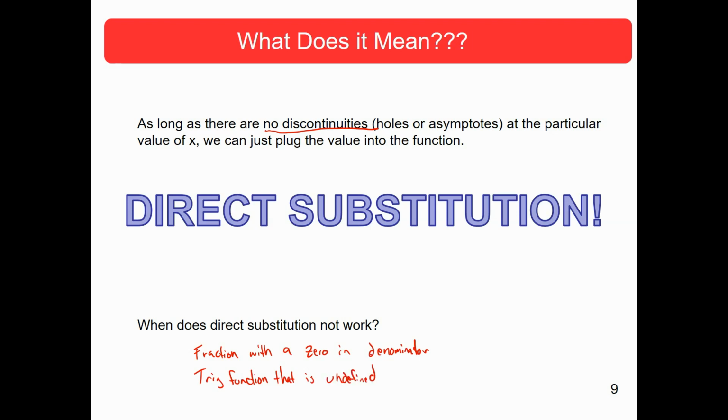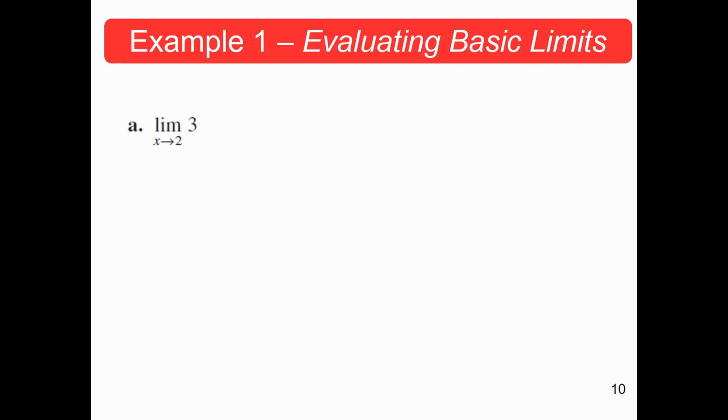Okay? Now let's do a couple of examples real quick. And these are going to go really fast. There's no reason for them not to. All right? What's the limit as x approaches 2 of 3? This is a constant. The limit of a constant is just the constant. The limit of x as x approaches negative 4, we just plug negative 4 into x, we get negative 4. The limit of x squared as x approaches 2, we're just going to plug 2 in. 2 squared is 4.